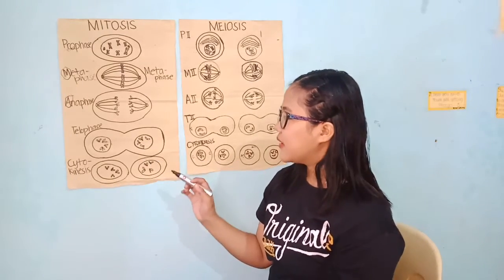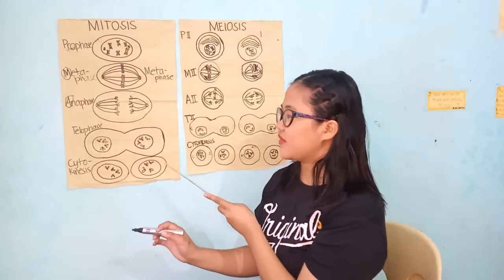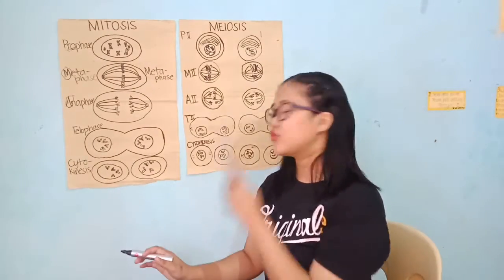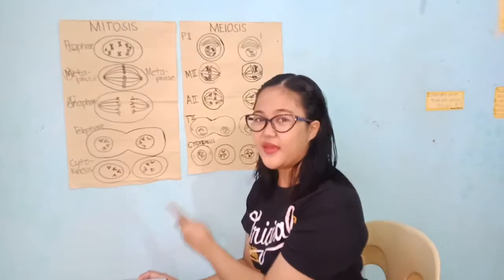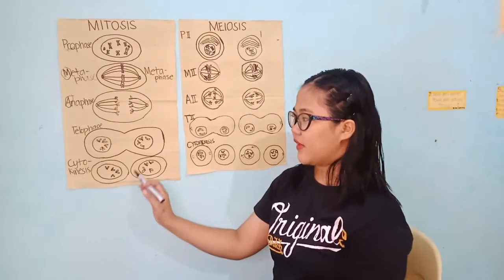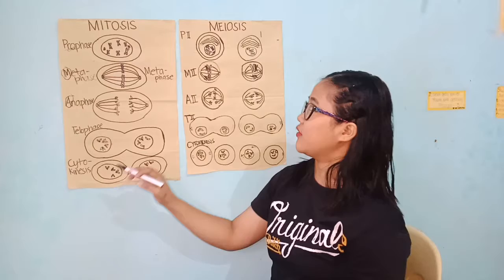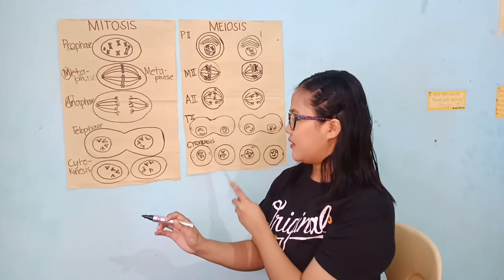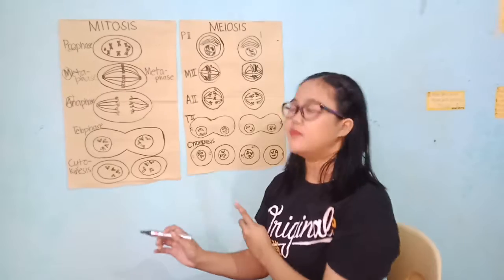And then in mitosis and meiosis, cytokinesis is the last process, where the cell is totally divided. So this is mitosis. And in meiosis, there is also cytokinesis. In meiosis, the cell is totally divided.